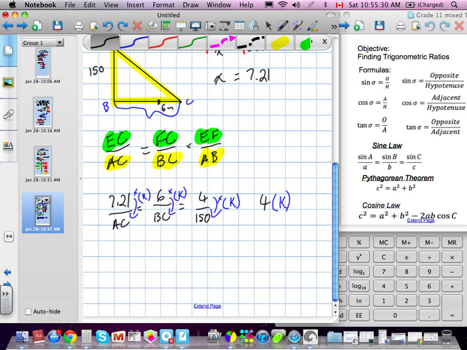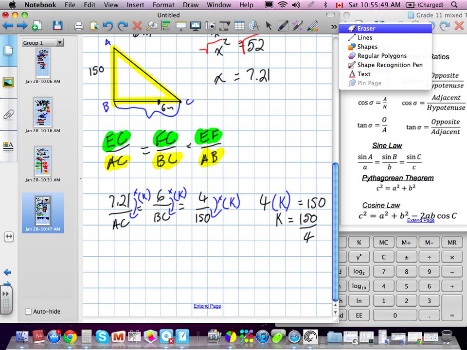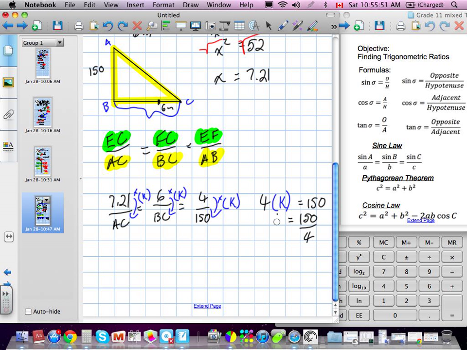So I got to figure out what K is. What would I do in this process? Isolate K. So it would be 150 divided by 4. Good. So K is equal to 150 divided by 4. Is that a decimal number? Well, for sure it will be. Want to figure it out? Type in that calculator. Yes, 37.5. Oh, nice. That's not that bad of a number. So K is 37.5.